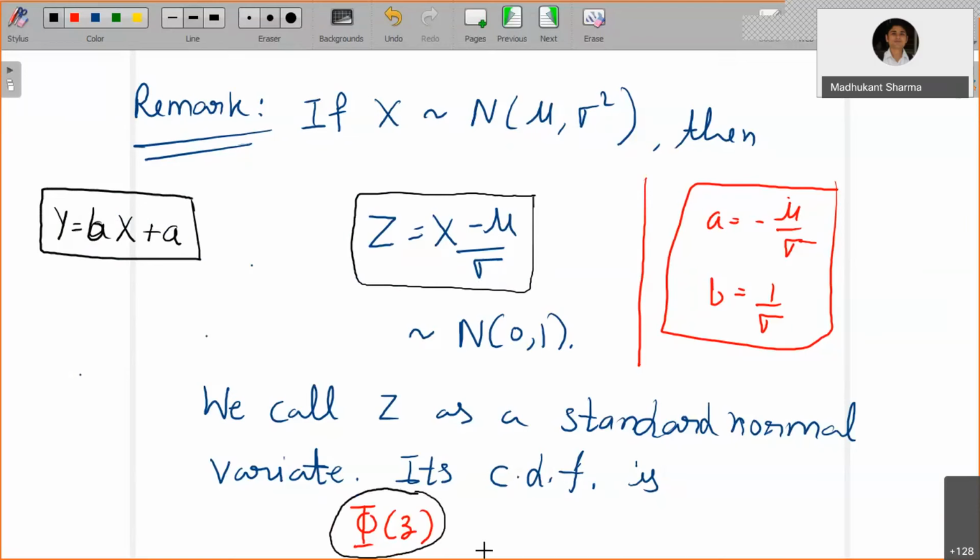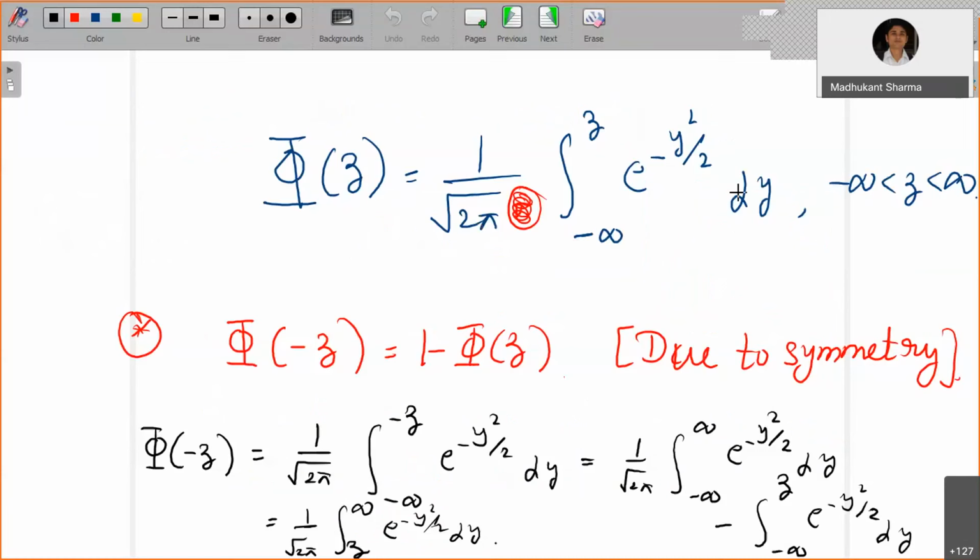Its definition, the standard distribution function, we have seen already: 1 by square root of 2 pi, integration from minus infinity to z, e to the power minus y square by 2 dy, which is essentially the probability of Z less than or equal to z. Here y is a dummy variable, so you can replace it by z or by x, whichever variable you are comfortable with.